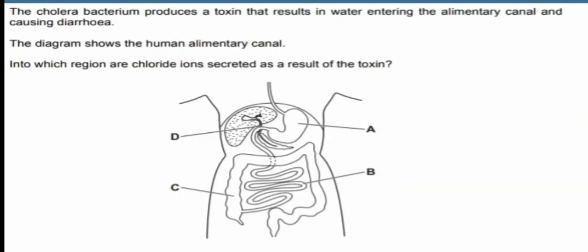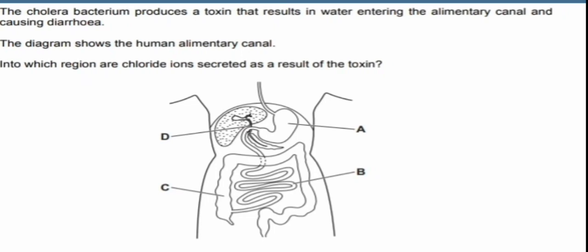The next question. The cholera bacteria produces a toxin that results in water entering the alimentary canal and causing diarrhea. The diagram shows the human alimentary canal. Into which region are chloride ions secreted as the result of the toxins?